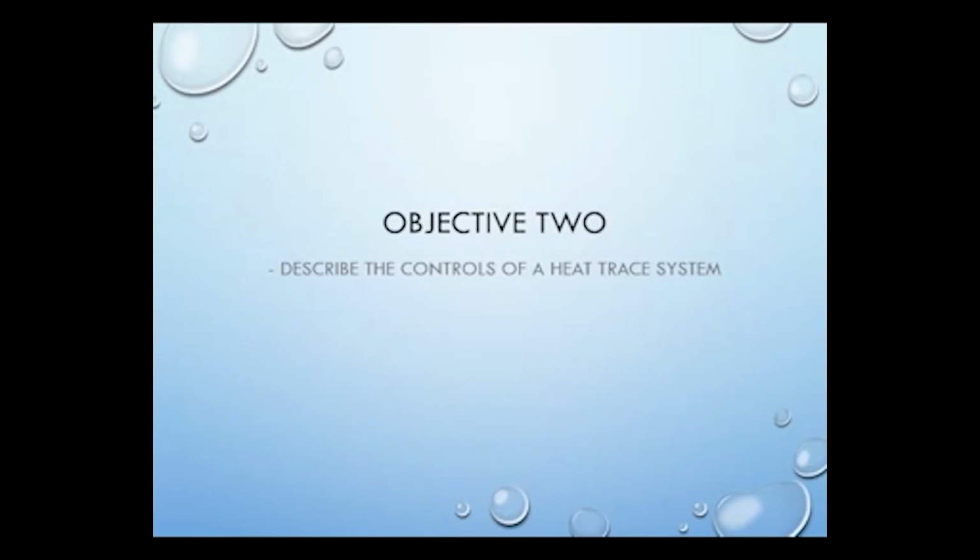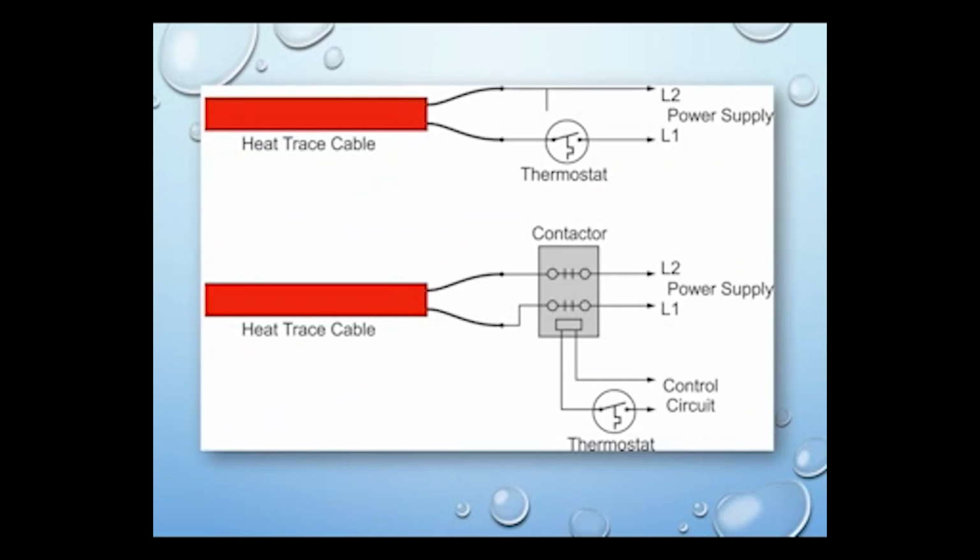Our next objective is to take a closer look at the controls for a heat tracing system. Typically, we would use thermostat controls for most of the basic systems that we have out there. The thermostat may be monitoring ambient air, surface temperature, or the temperature of a fluid inside a process pipe.